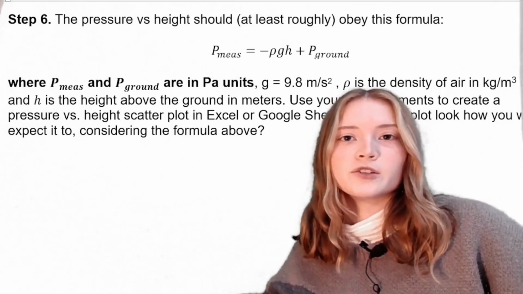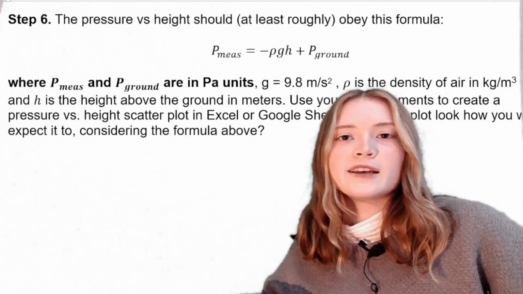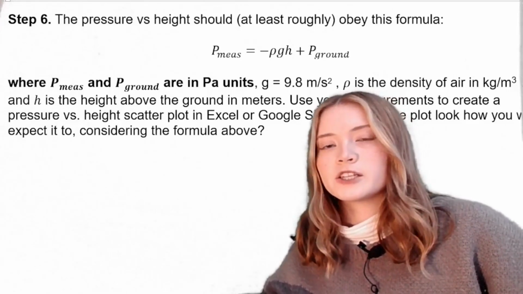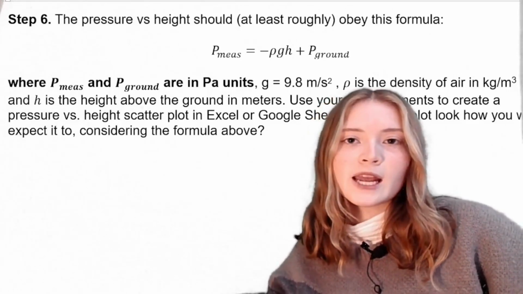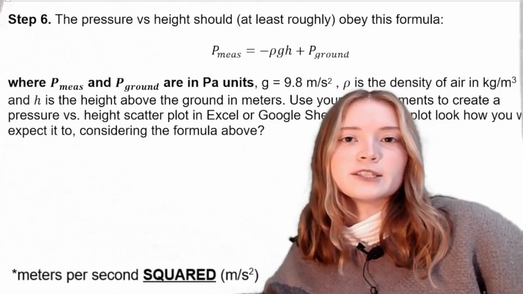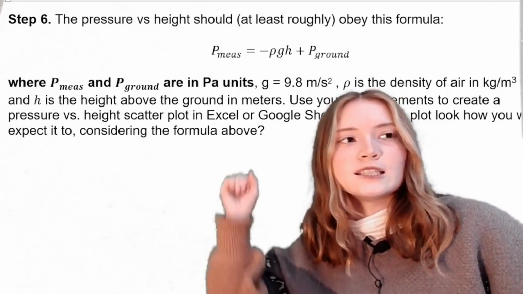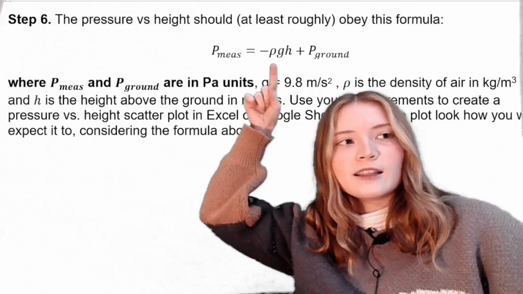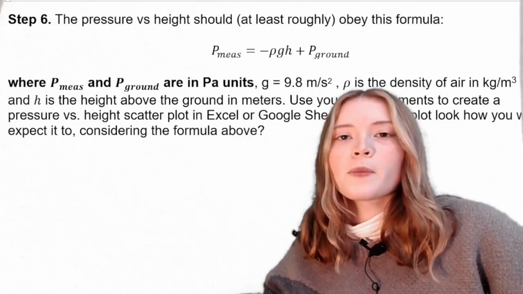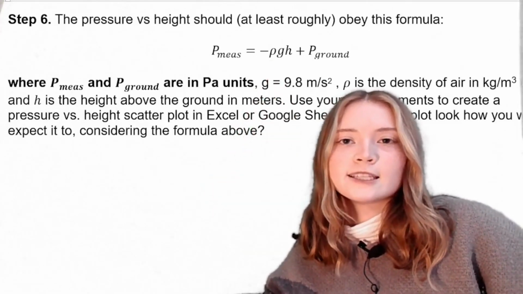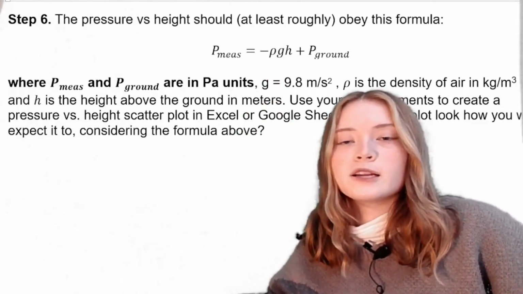So what is that factor rho g? You might already know that g is our gravitational acceleration, which we know to be about 9.8 meters per second squared near the surface of Earth. And rho, which is this symbol right here that looks kind of like a lowercase p, represents our air density as measured in kilograms per meter cubed.